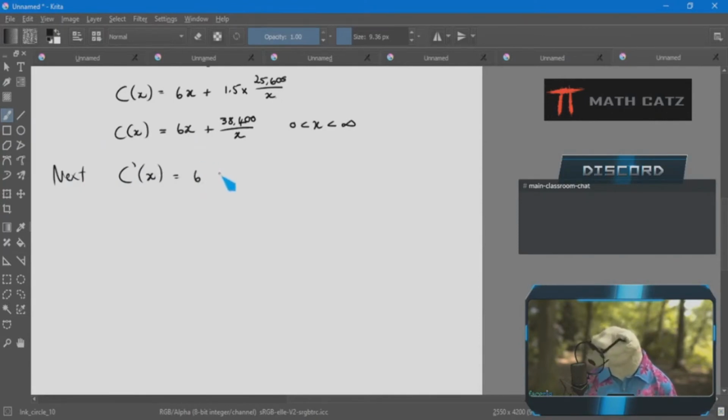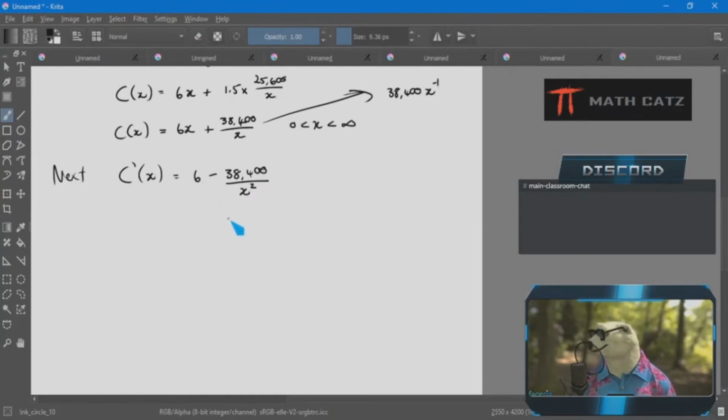First one's easy, 6. Now this, remember here, I could say 38,400 times x to the negative 1. So it'll be negative 38,400 times x to the negative 2. Or you can streamline that right away and put it over x squared.